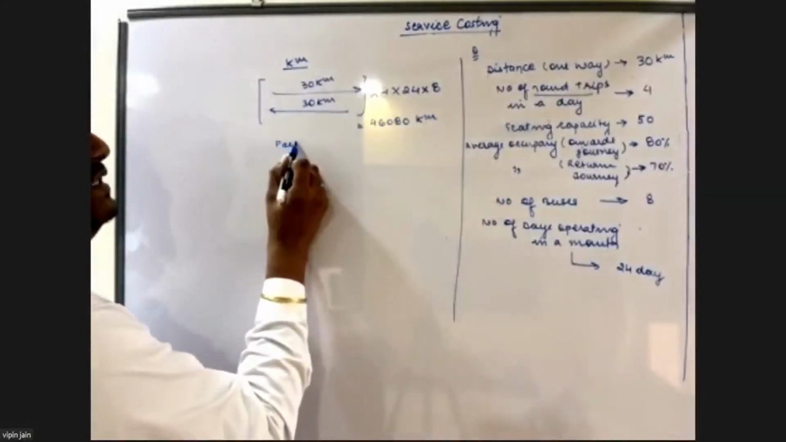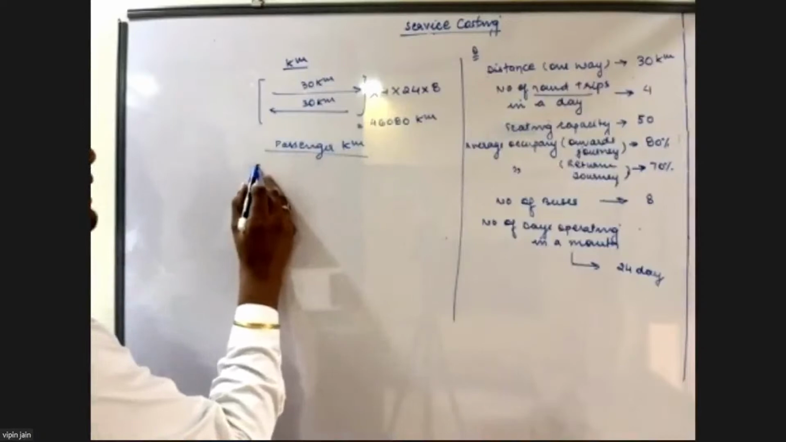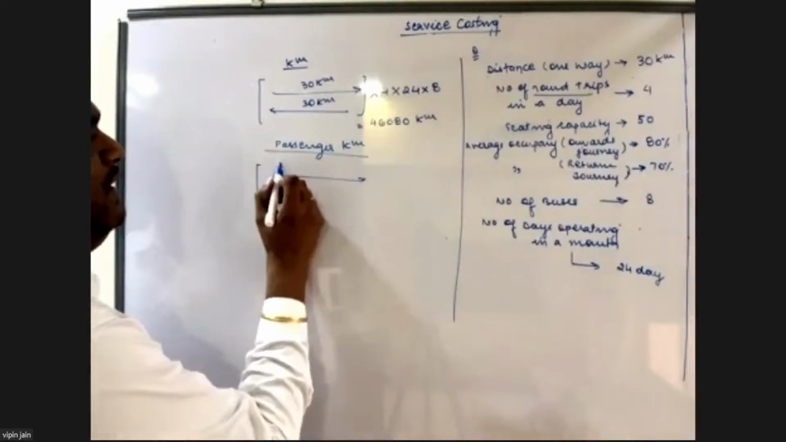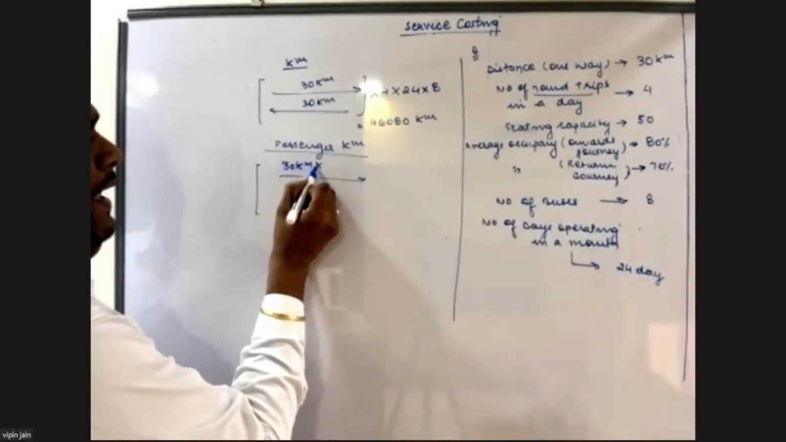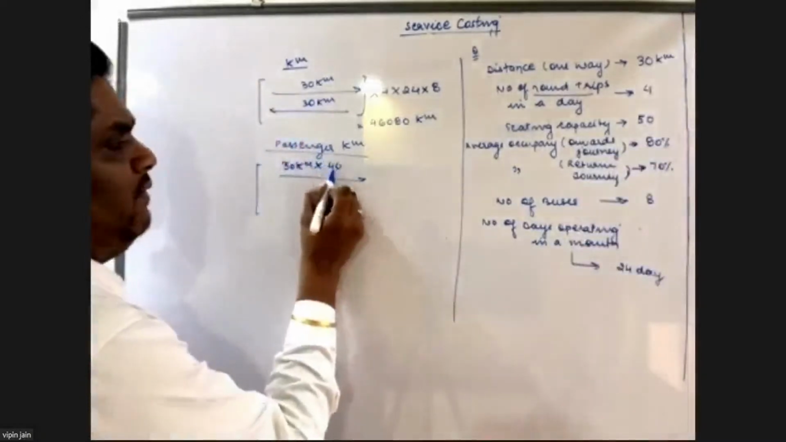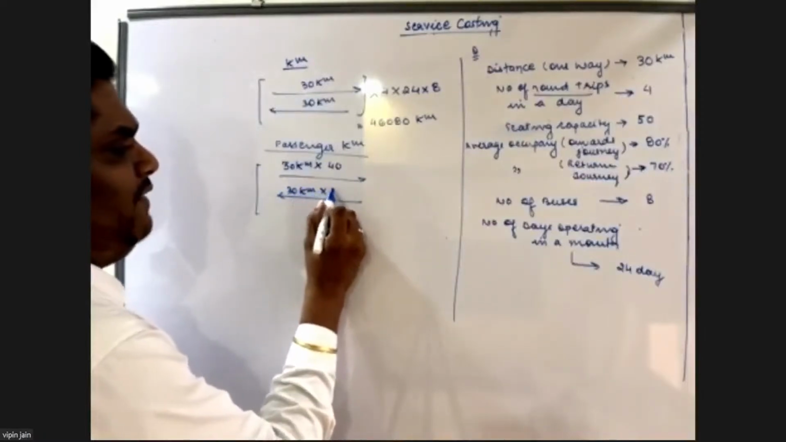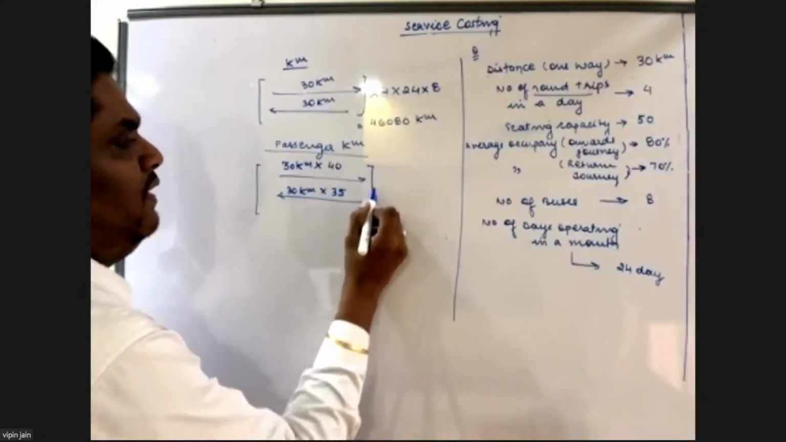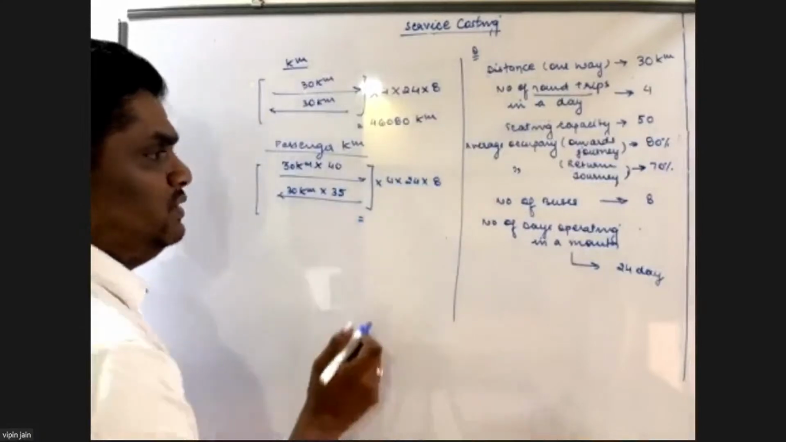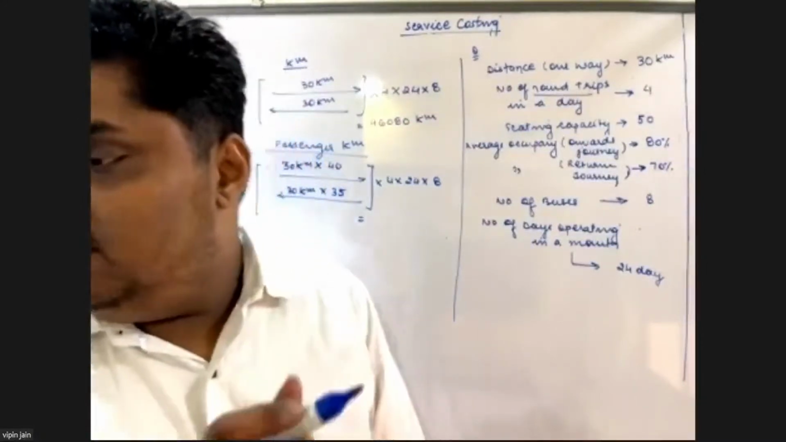When talking about passenger kilometer, again, the onward journey is 30 kilometers, and the number of passengers traveling is 50 into 80%, that is 40. In the return journey, again 30 kilometers, but the passengers traveling are only 35, into 4 into 24 into 8. So this will be 17,28,000.